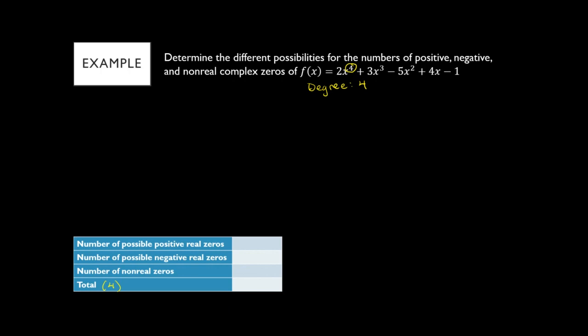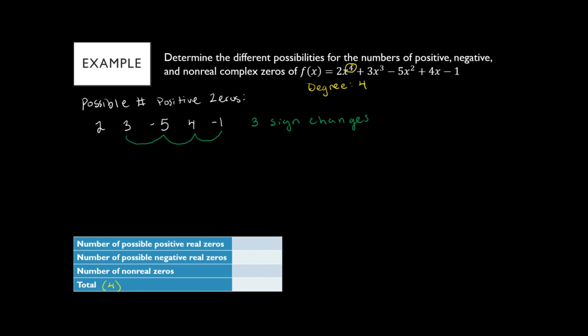So to find the possible number of positive zeros, you look at the coefficients. I'm just going to ignore the variables and write my coefficients. Then you count how many times it's changing sign. So going left to right, positive, positive, it's not changing sign. But then we go from positive to negative. Then from negative to positive, and then positive to negative. So we have 3 sign changes.